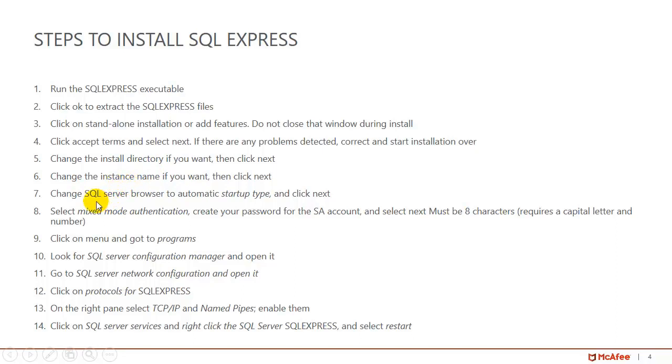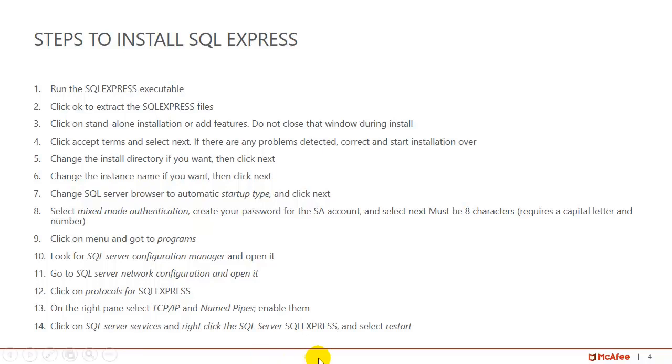I like to change the SQL Server browser to automatic. It is normally set for disabled at this point. Setting it to automatic gives you the capability to be able to search and find the SQL Server, the SQL Express server, when you do the ePO installation. I also like to change it to mixed mode authentication so that I can use a local SQL account if I want to, and then it's pretty standard after that.